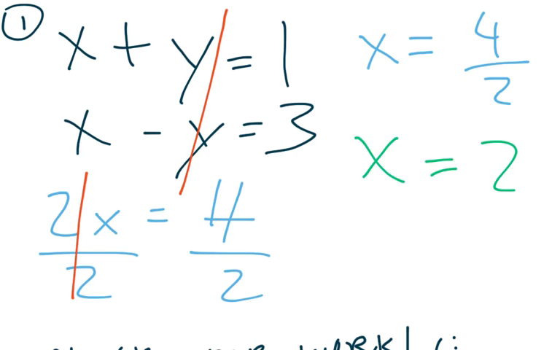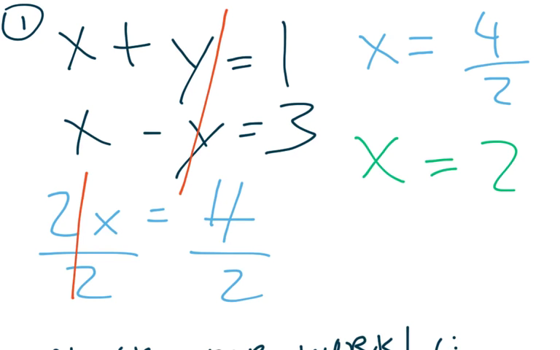Due to the positive y and the negative y, those cancel out, and we are left with 2x, and 1 plus 3 equals 4. So we are left with 2x equals 4. Then you divide both sides by 2, and you're left with x equals 4 divided by 2. Obviously, that is x equals 2.